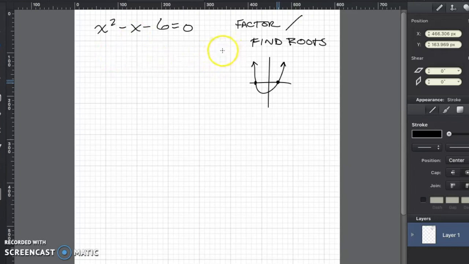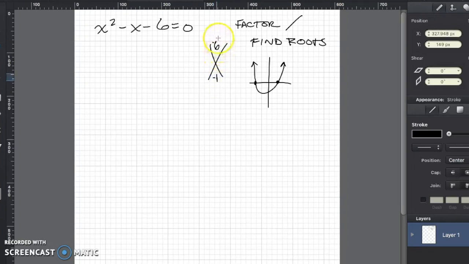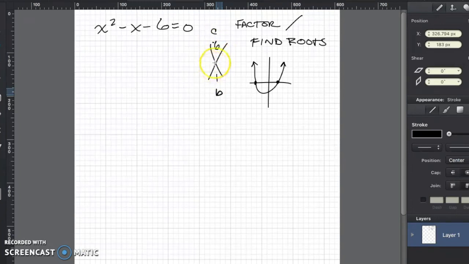So the general method that we're going to be using is we're going to make an x, and we're going to find two numbers that multiply to give us a -6 and add to get us a -1. So again, this is my C value, right? So this is C, this is B, and this is multiplied. We're multiplying two numbers to get -6, and we're trying to add them together to get B.